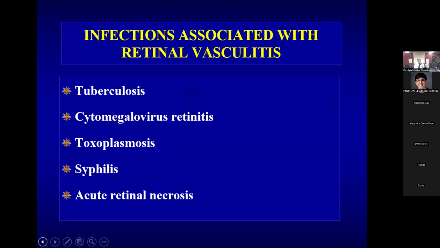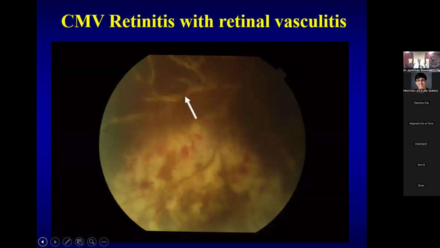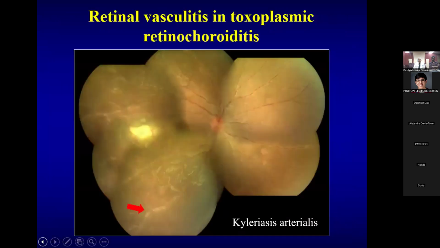Infections associated with retinal vasculitis could be tuberculosis, cytomegalovirus retinitis, toxoplasmosis, syphilis, and acute retinal necrosis. This is a case of acute retinal necrosis presenting with sheathing of the vessels superior to the retinitis lesion. And this is a toxoplasma lesion with periarteritis involving the arterioles predominantly.